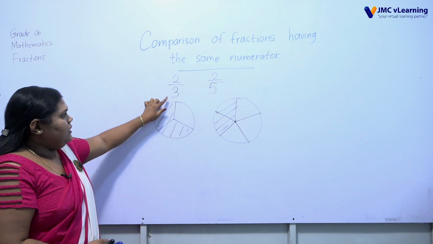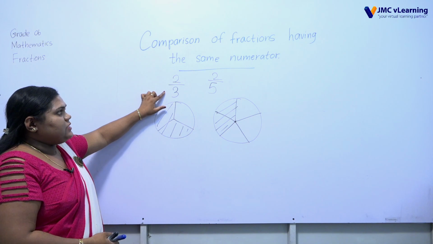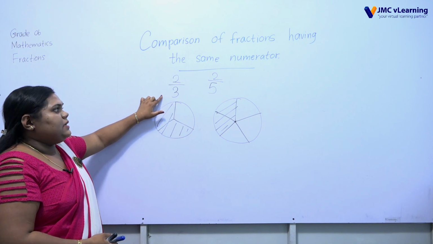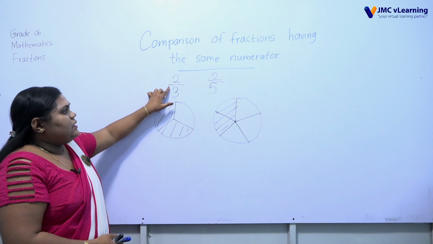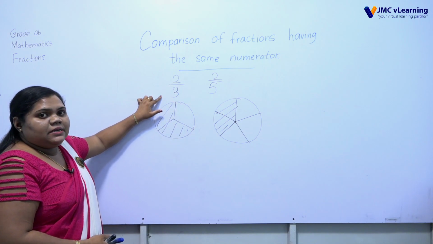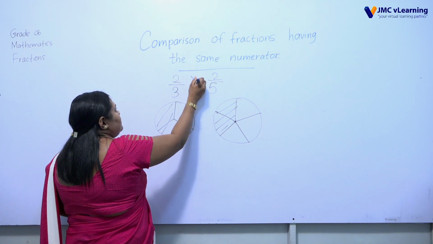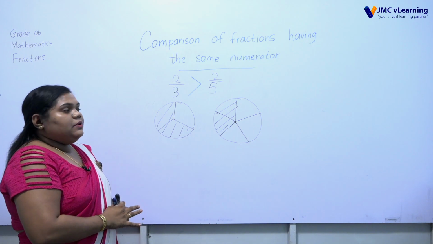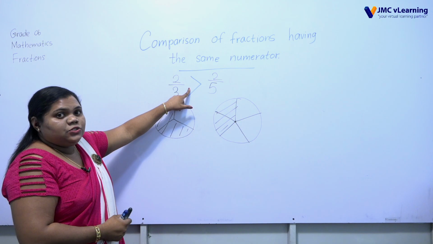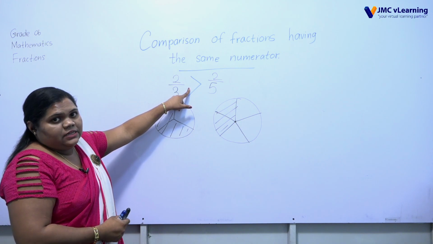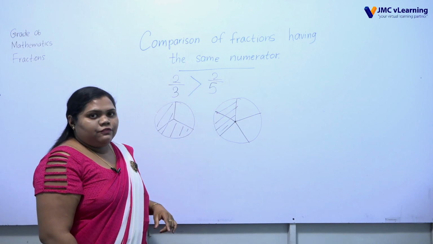It means the fraction with the smaller denominator gives the bigger fraction. Are you clear? The fraction with the smaller denominator gives the bigger fraction. It means we have to put like this. I told you earlier, this open side shows the bigger side. It means this 2/3 is bigger than 2/5.